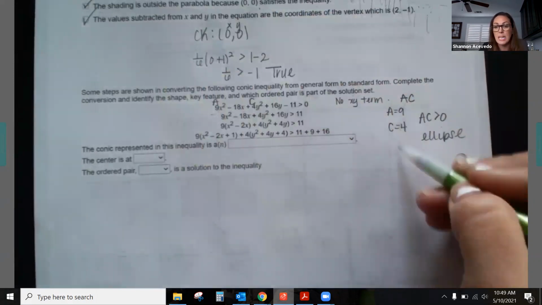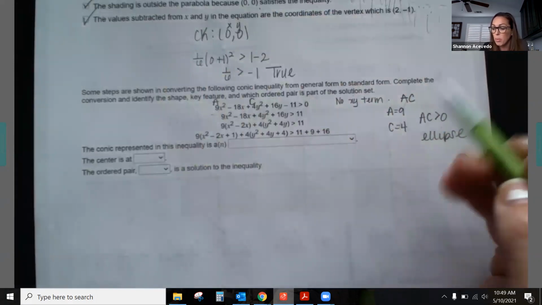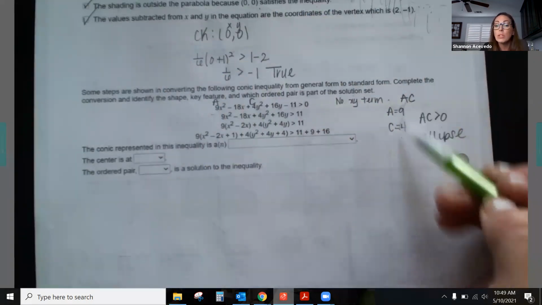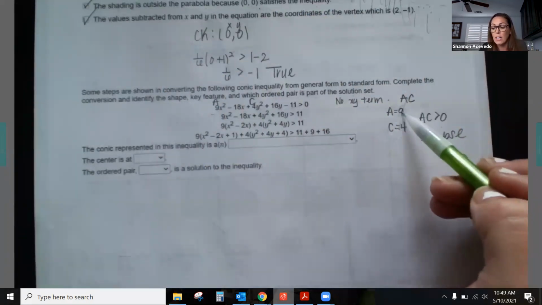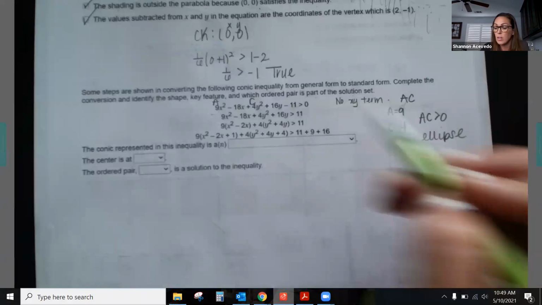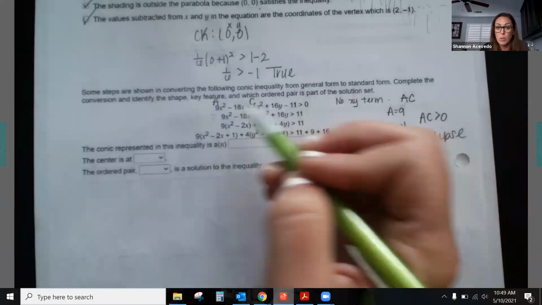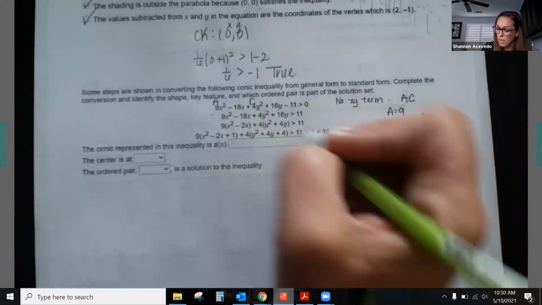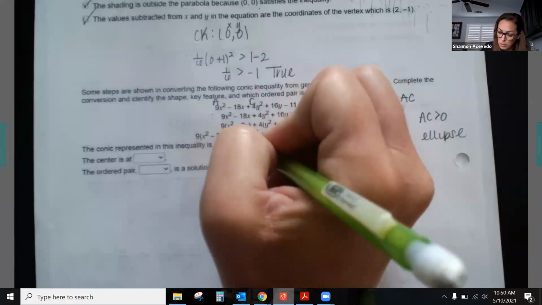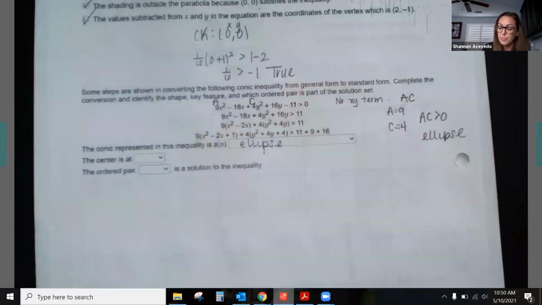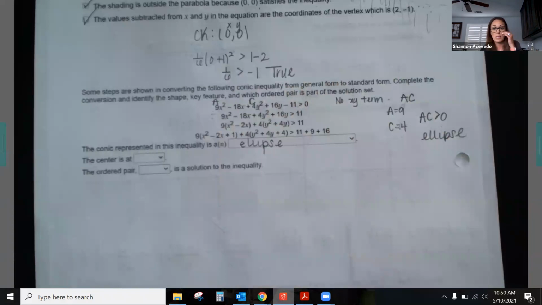If one of them was negative and it was less than 0, it'd be a hyperbola. If a and c were equal to each other, it's a circle. And if I have an a is 0 or c is 0, in other words, I don't have one of the square terms, then it's going to be a parabola. So we know we're working with an ellipse just from looking at that. The next thing says, like, where's the center? Well, in order to figure out where the center is, we need to have it in standard form.